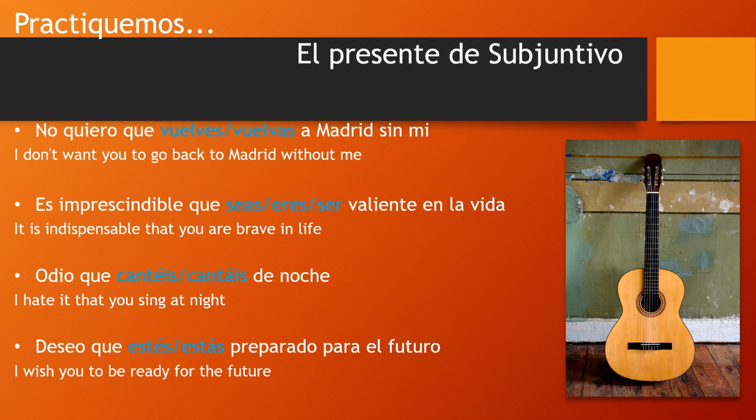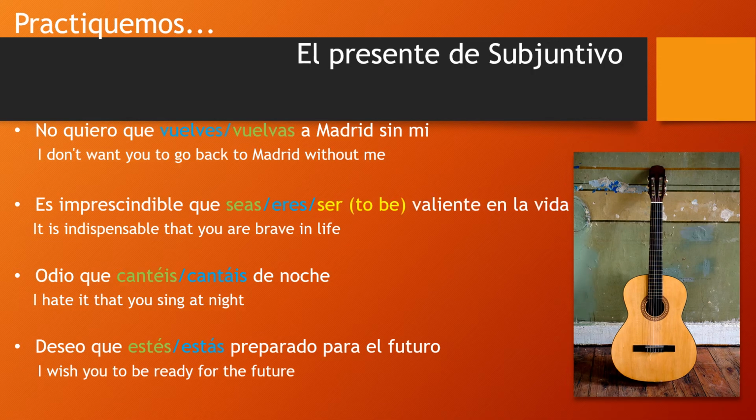Let's do one more of these. Same thing. Choose wisely. Now, no quiero que vuelvas a Madrid sin mí. This is definitely the subjunctive. No quiero que, I don't want you, is a desire, it's dependent on you. We have that que again, that negative. No, vuelvas, I don't want you to go back without me. It's a wish, but it's dependent on you, it's not on me.